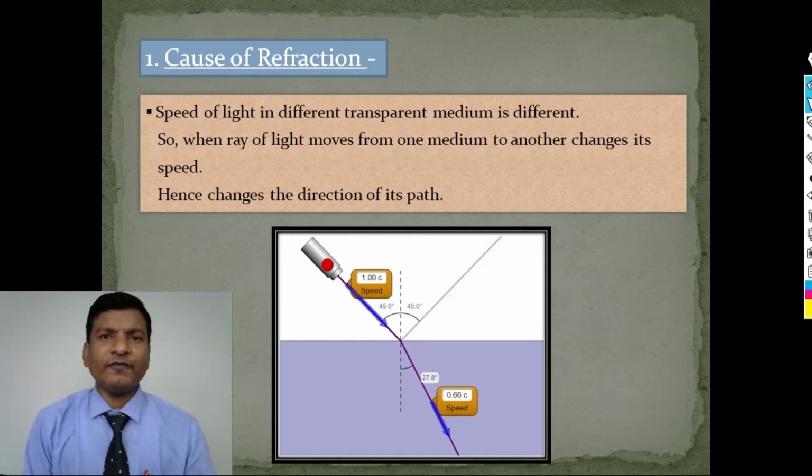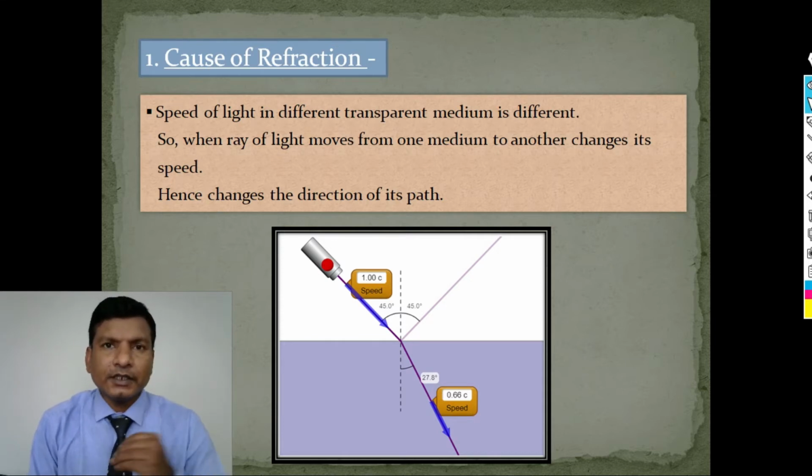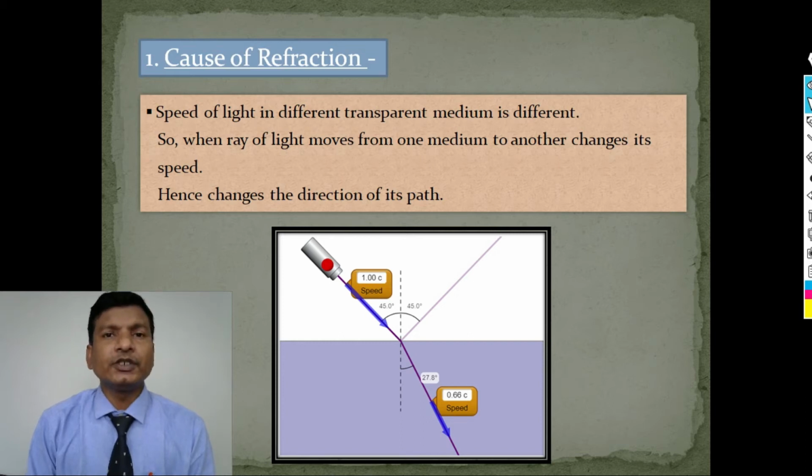So when the ray of light comes from air to glass, while it was coming in the medium air, the speed was 3 × 10^8 meter per second. As soon as the ray reaches the medium glass, suddenly the speed of the light changes and it becomes 2 × 10^8 meter per second. Due to this change of the speed of light, what happens? The direction of its path changes, and this is called refraction.